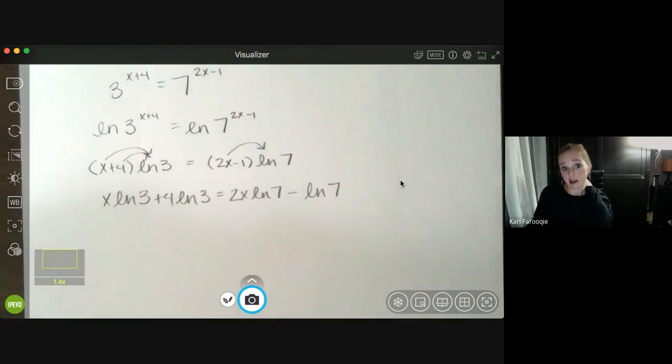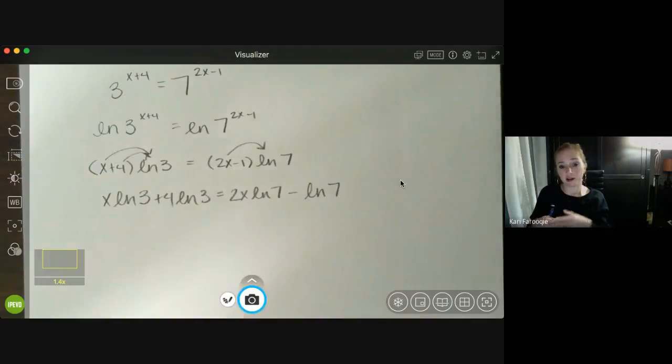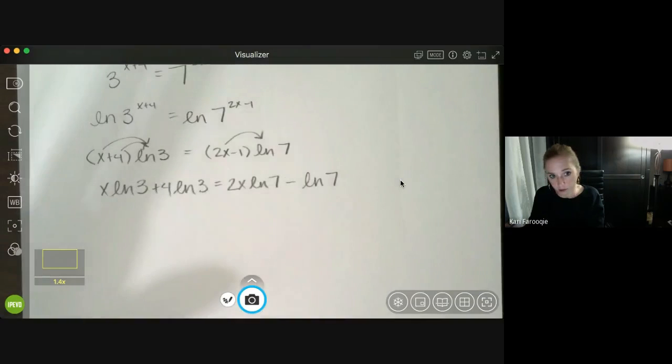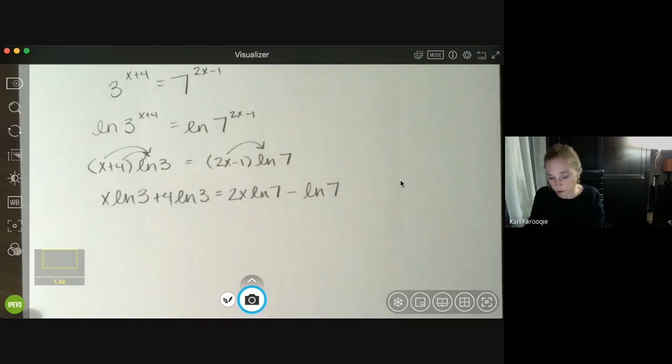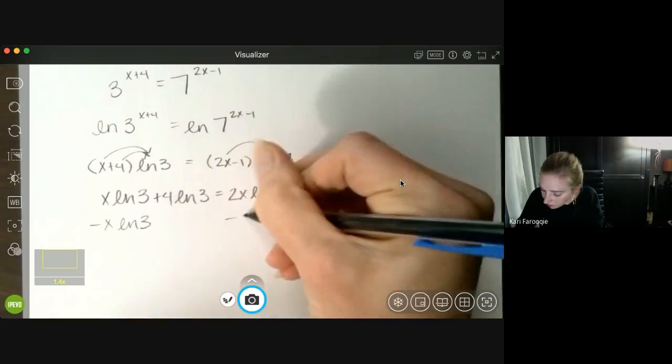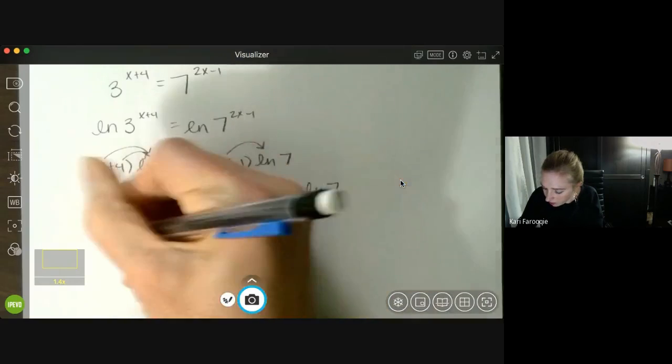Now remember, again, your goal is to solve for x. I want to get all of the x's to one side of the equation, and anything that doesn't have an x on it needs to go to the other side. Now, I don't care how many steps you do this in. I'm going to do it in 2 just because I don't want it to look confusing if I do it in 1 step. So I'm going to subtract x ln 3 from both sides.